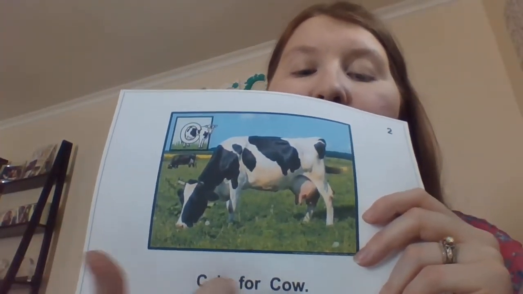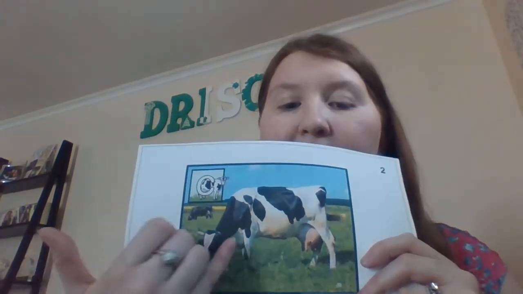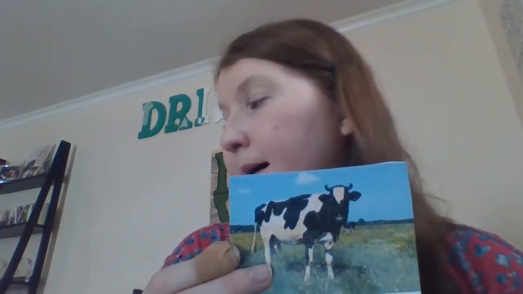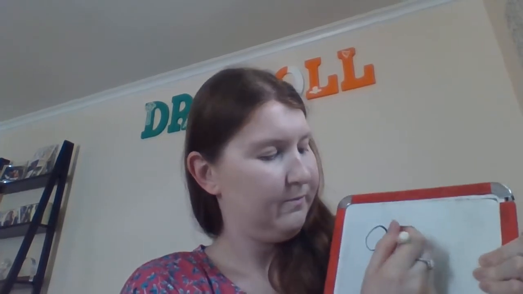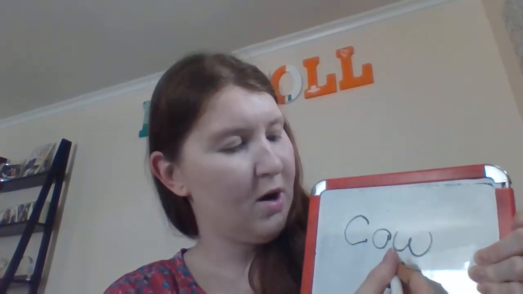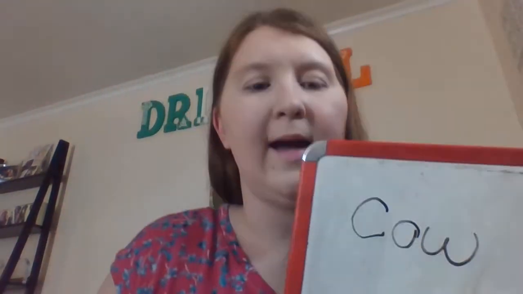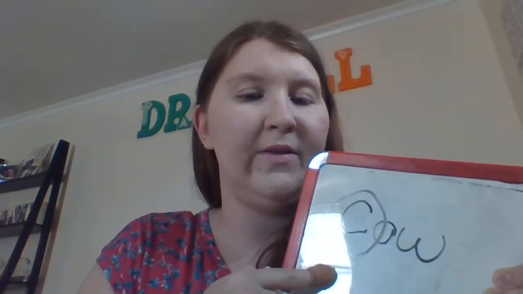The letter C. Miss Caitlin is going to trace the letter C with her finger. C is for cow. C, c, cow. This is our cow. The cow goes moo. My 145 superstars, find the cow. Nice job. This is our cow. It starts with our letter C. Miss Caitlin is going to write the letter C with an uppercase C. She's going to write cow. C-O-W spells cow. Miss Caitlin is going to circle the uppercase C.